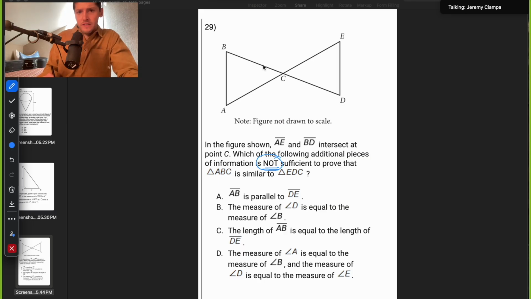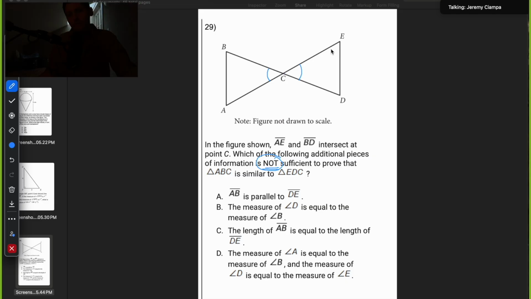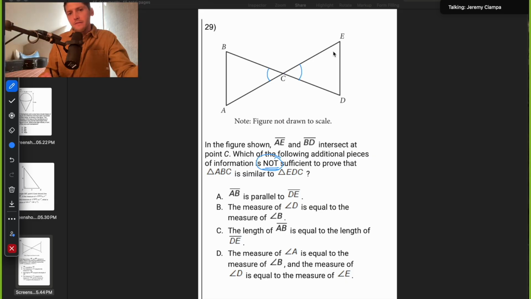Okay, so let's again label a fact that we labeled on the last one of these questions. Those two angles are the same, vertical angles, right? The angle ACB is equivalent to DCE. And if that sounds like a fact worth proving, then you should go back and watch the previous videos. I'm going to keep moving here.